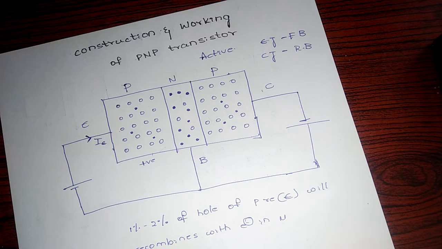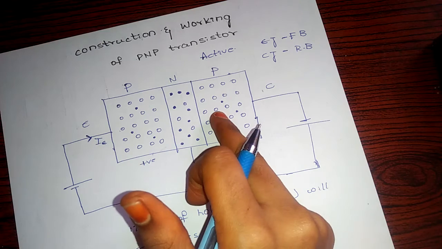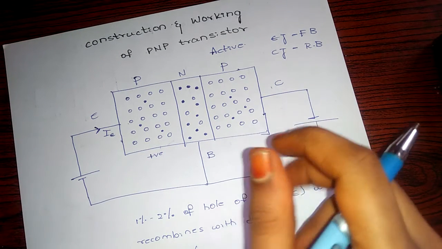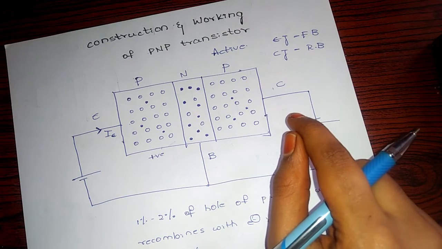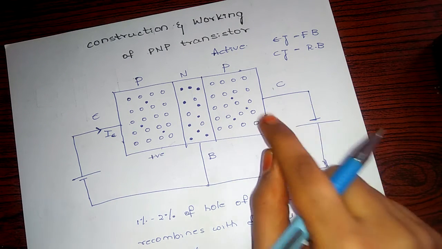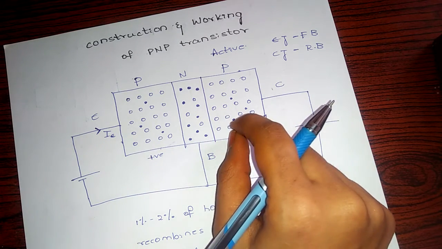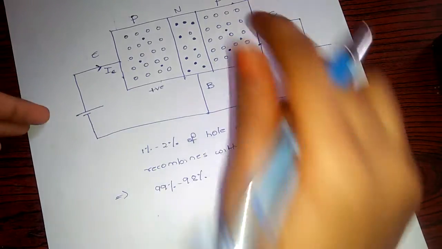If you see these minority charge carriers, these holes enter into the collector region by the reverse bias at the collector base junction, constituting the IC current. So this total part constitutes the IC current. The minority charge carriers here and here constitute the saturation current. So this saturation current can be termed as ICB0.